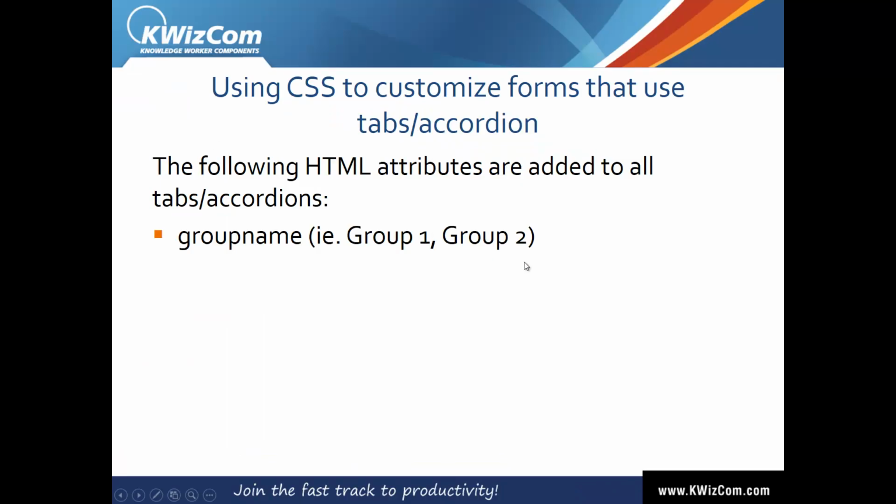So whenever a tab or accordion view is rendered inside an edit, new, or display form, we decorate the section, the tabs, with the group name, so that if you wanted to, you could scope your CSS classes to that group.